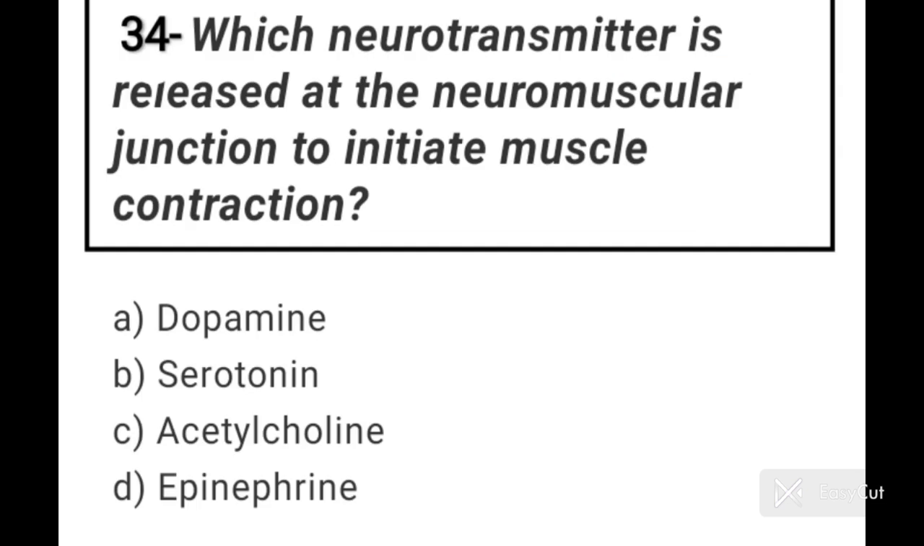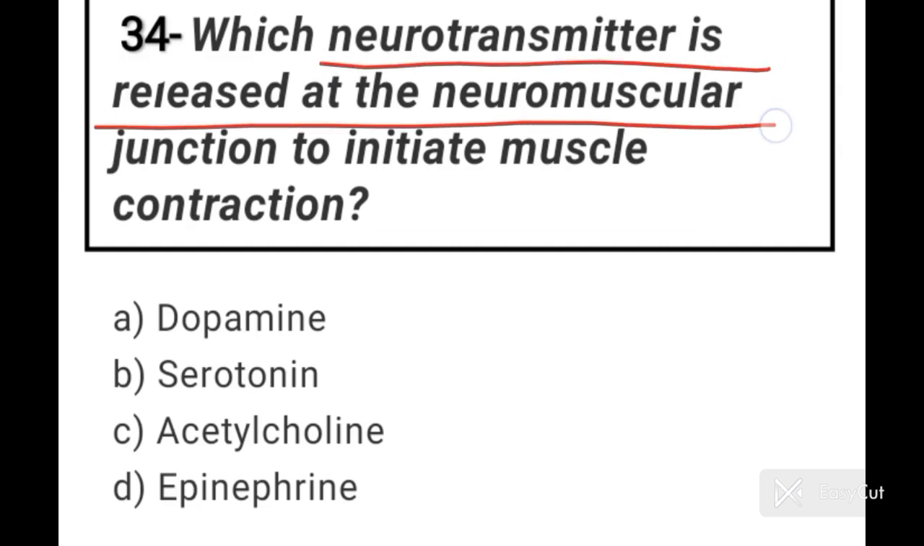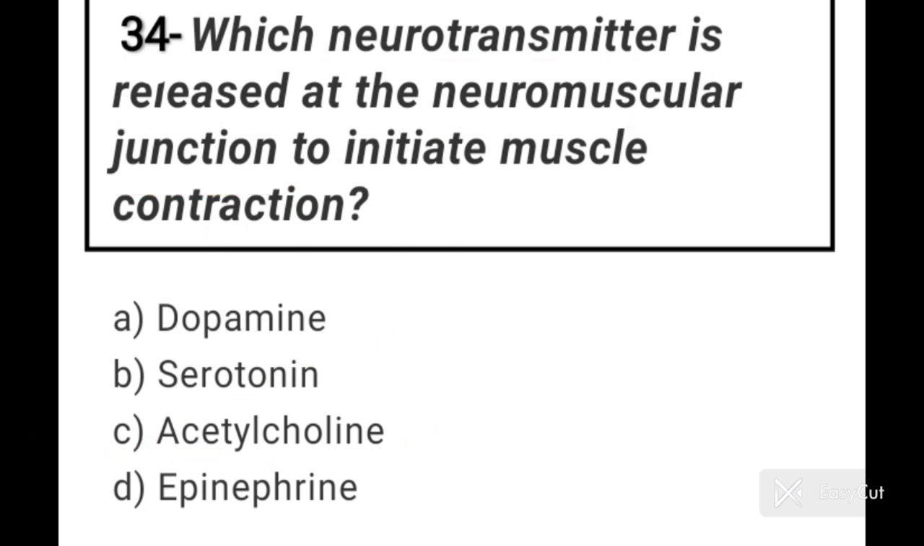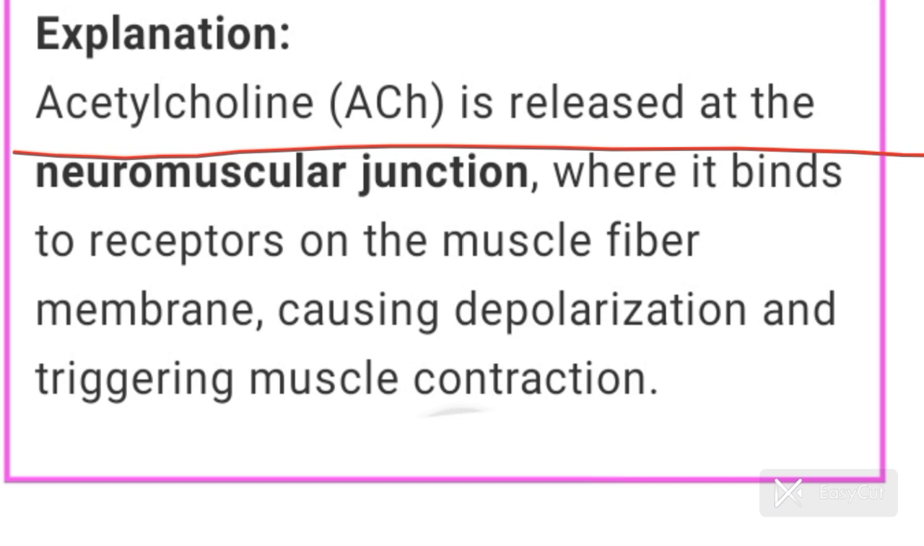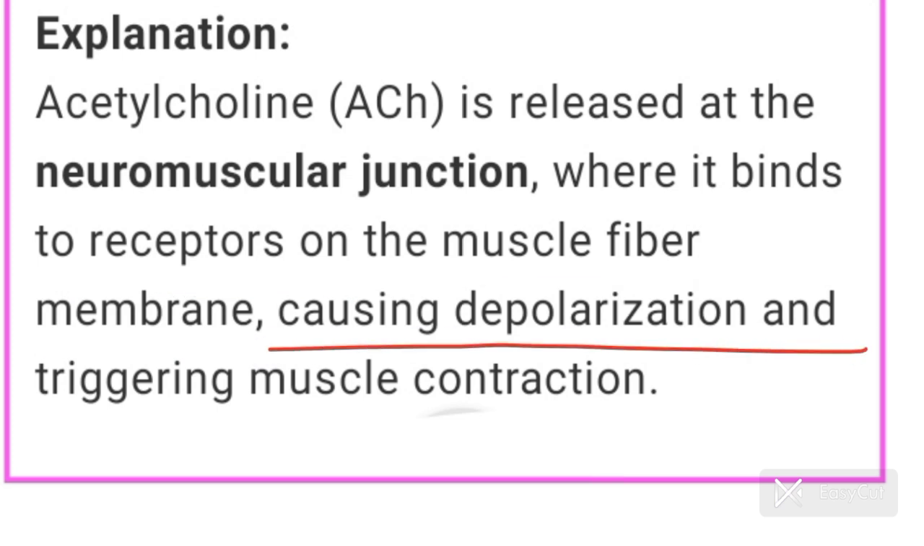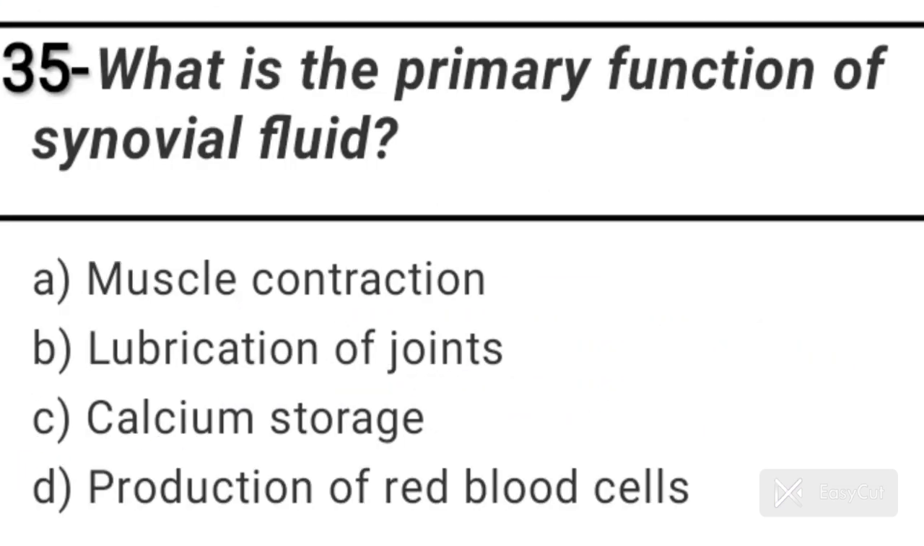Question number 34. Which neurotransmitter is released at the neuromuscular junction to initiate muscle contraction? Option C is correct here. Acetylcholine is the neurotransmitter which is released at the neuromuscular junction to initiate muscle contraction. Acetylcholine binds to receptors on the muscle fiber membrane, causing depolarization and triggering muscle contraction.